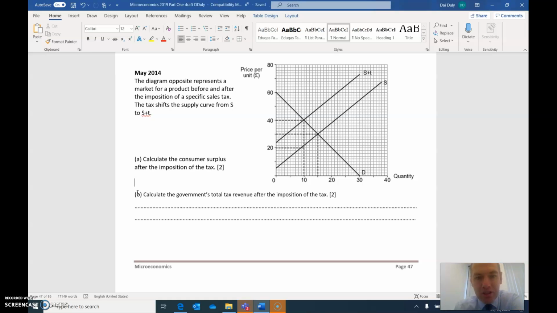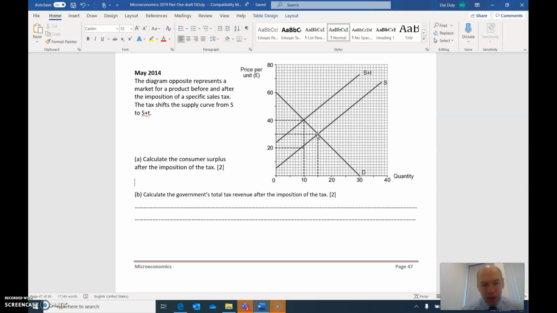This tax shifts the supply curve from S to S plus T. Okay, so just think about what's happening. The initial equilibrium where supply and demand were equal was at a price of £30 and 15 traded. But that's not what the question's asking me, and I've got to read the question carefully. It says calculate the consumer surplus.